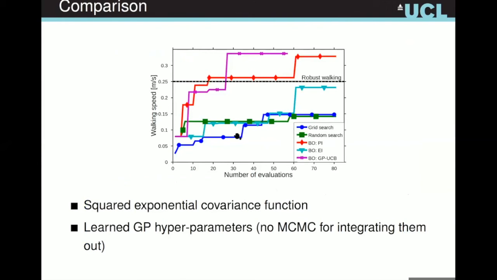And here are some comparisons where we investigated different optimization strategies and different acquisition functions. But we did some very naive things. So we used the Gaussian kernel, we optimized the hyperparameters instead of integrating them out. But it still works.